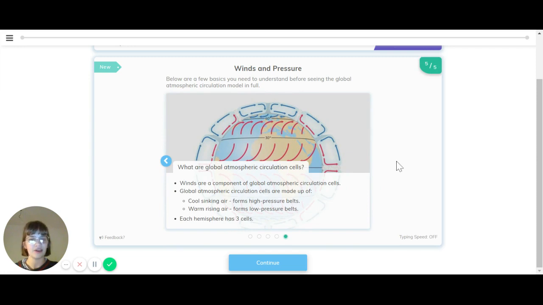And finally, let's have a look at global atmospheric circulation cells. So winds are a component of global atmospheric circulation cells. And these circulation cells are made up of cool sinking air, which forms high pressure belts, and warm rising air forming low pressure belts. Each hemisphere has 3 cells.